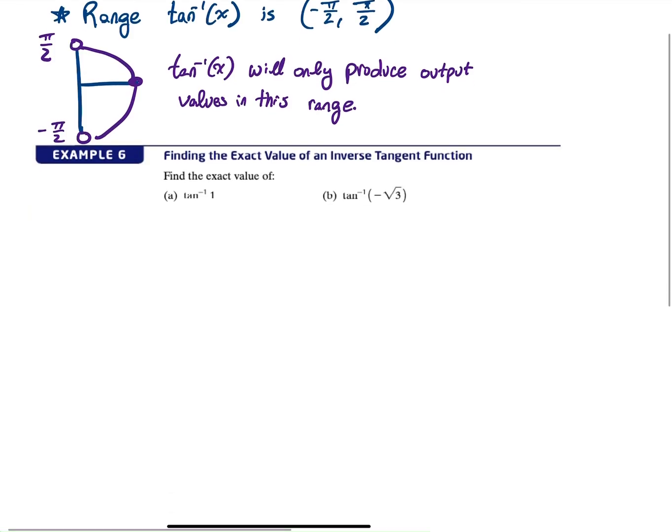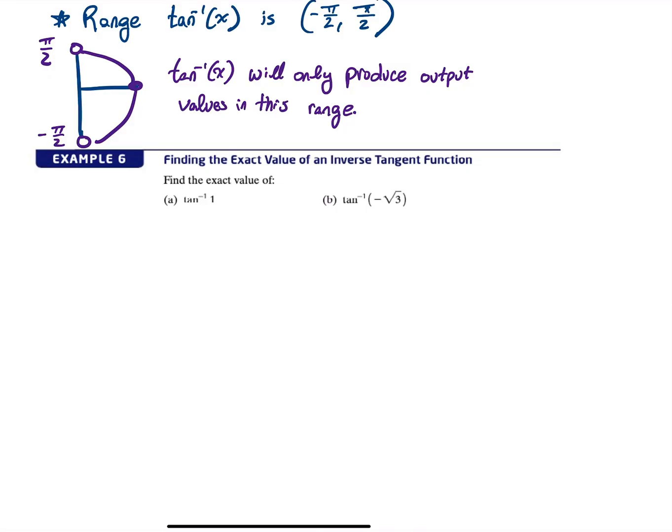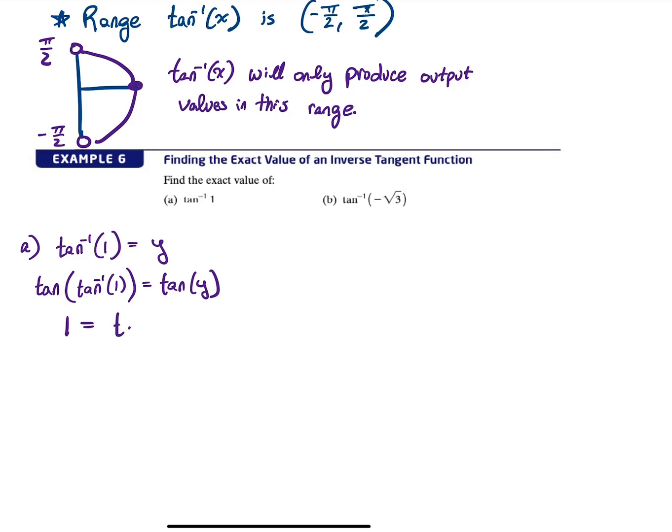So let's practice with a couple examples. First one is asking for the inverse tangent of 1. So that's equal to something. We can take the tangent of both sides. This step isn't fully necessary if we just think, okay, what angle produces a tangent value of 1? But it can be helpful to show it in this way, especially when things get a little more complicated. This practice can be useful.